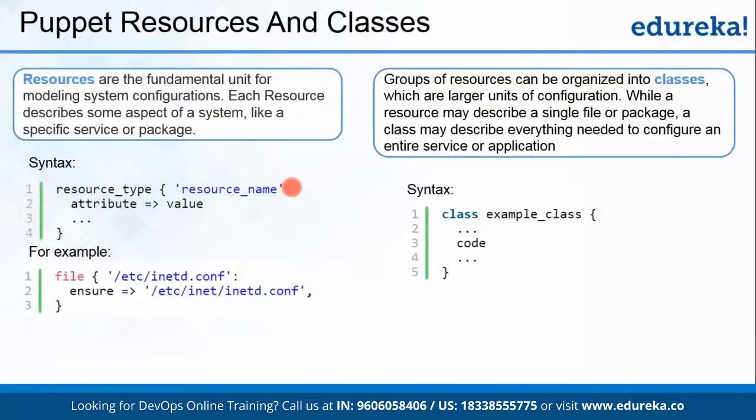Alright, so we have understood what exactly a resource is in Puppet, right? So now let us see what classes are. Classes are nothing but a group of resources. You group multiple resources together to form one single class, and you can declare that class in multiple manifests, as we have seen earlier.